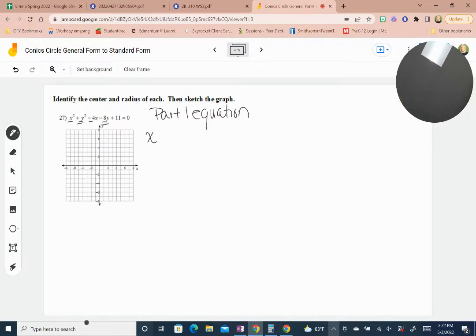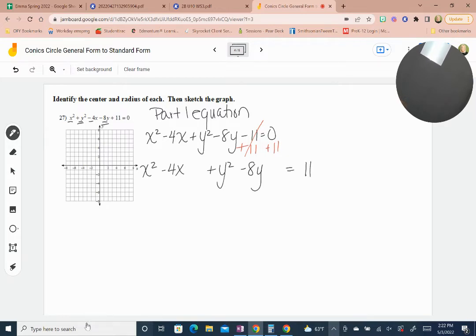Okay, it's going to be x squared minus 4x plus y squared minus 8y plus 11 equals 0. Okay, and then the next step I can do is I can erase 11 from both sides. I'm sorry, because it's a negative, we're going to be adding 11 on both sides. That cancels out. So I get x squared minus 4x plus y squared minus 8y equals 11. Okay, now after that, we can go ahead and add our boxes.